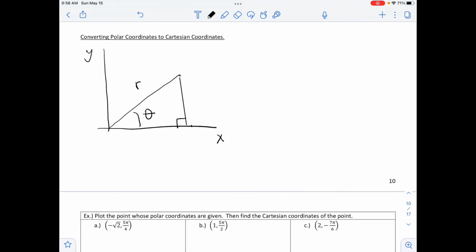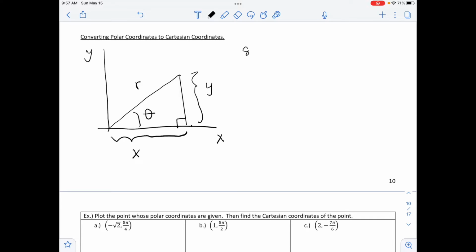Right below it says converting polar coordinates to Cartesian coordinates. If you sketch this on a Cartesian coordinate plane, you will have x and y axes, and then I'm going to put in r, my radius, and theta, which describes how far r is. Then we need to talk about the sides of our triangle. Down here, we're going to call this distance x, and the vertical distance on the triangle y.